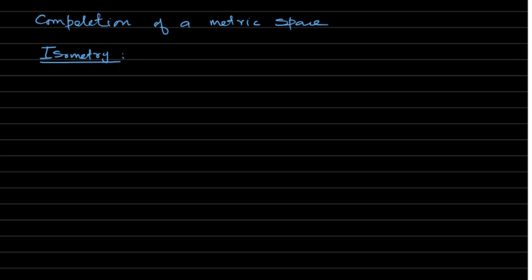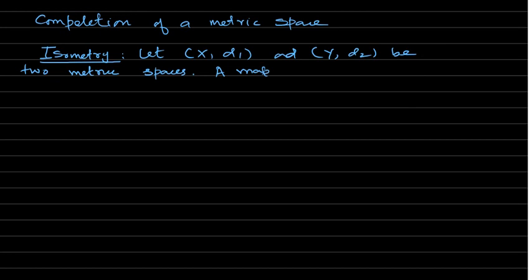So given two metric spaces, let (X, d1) and (Y, d2) be two metric spaces. A mapping f between these two spaces X and Y is called an isometry.